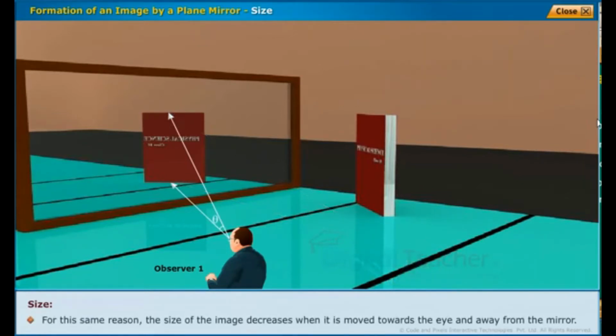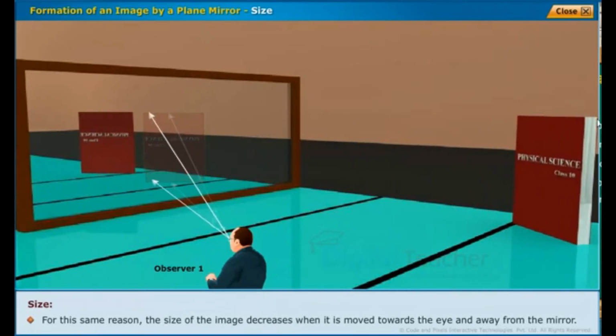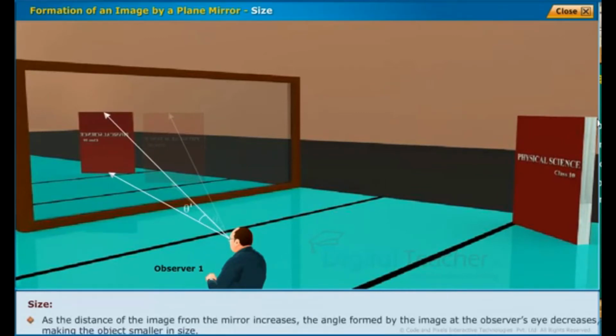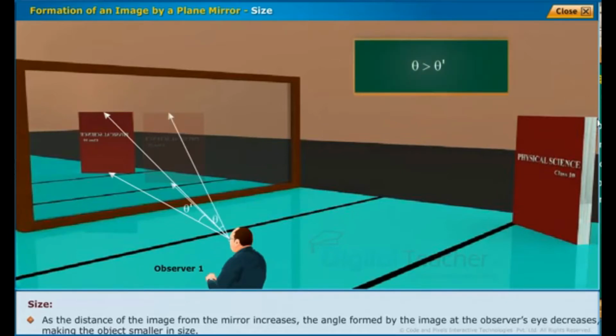For the same reason, the size of the image decreases when it is moved towards the eye and away from the mirror. As the distance of the image from the mirror increases, the angle formed by the image at the observer's eye decreases, making the object smaller in size.